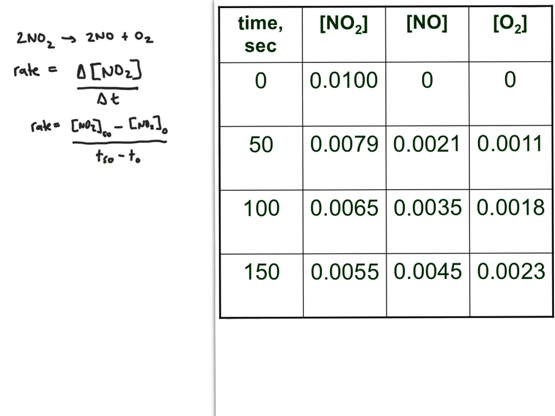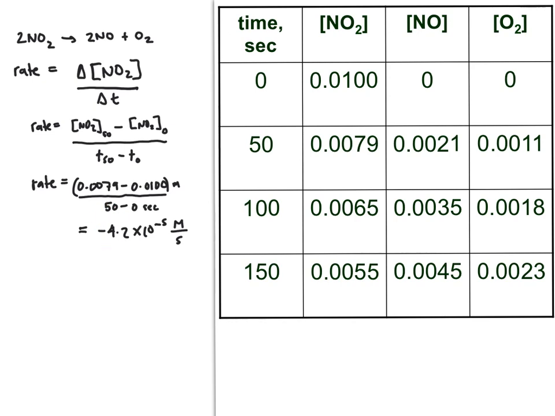So that's going to give us the following setup where we have our concentrations from our table divided by our time. After plugging this into our calculator, we're going to get negative 4.2 times 10 to the negative 5th molarity per second. Okay, so this is the rate associated with NO2 being converted into NO and O2 for this particular time frame.